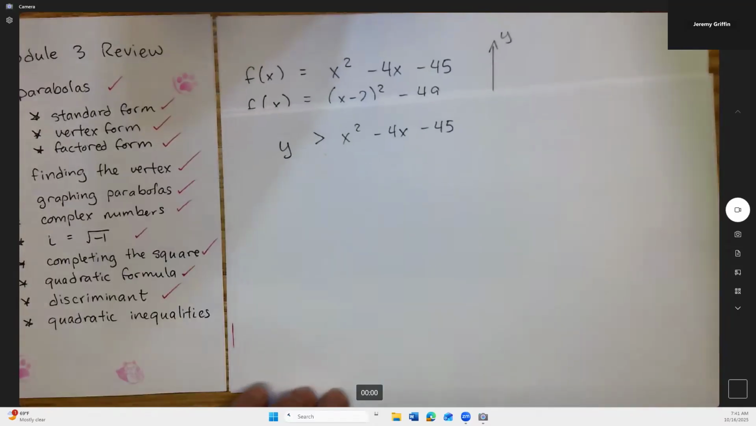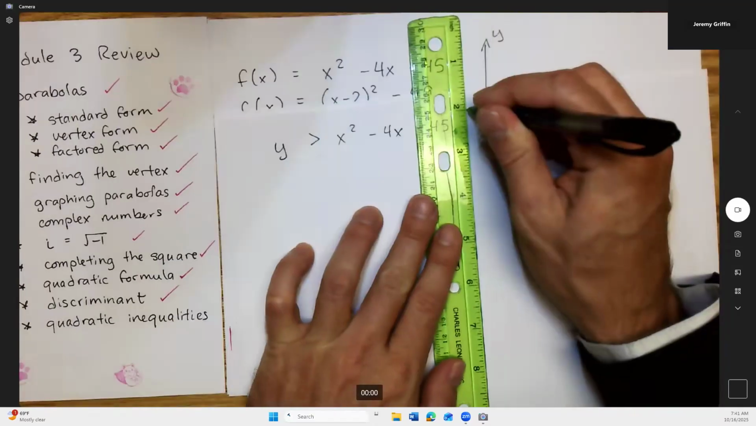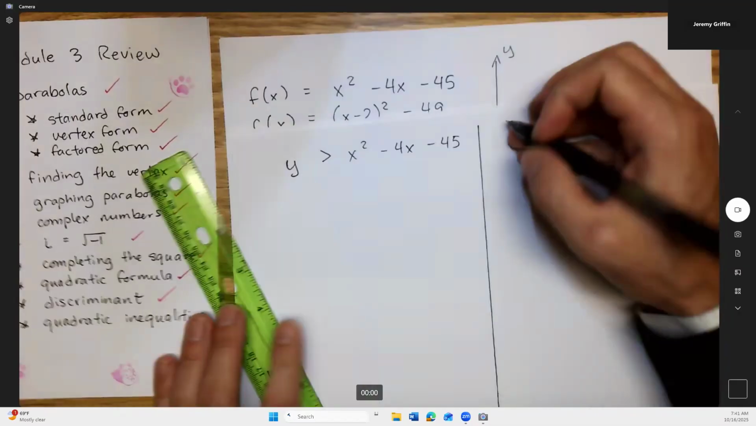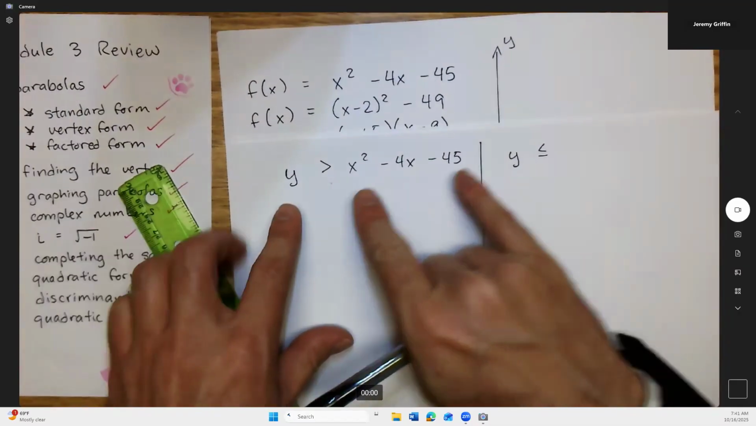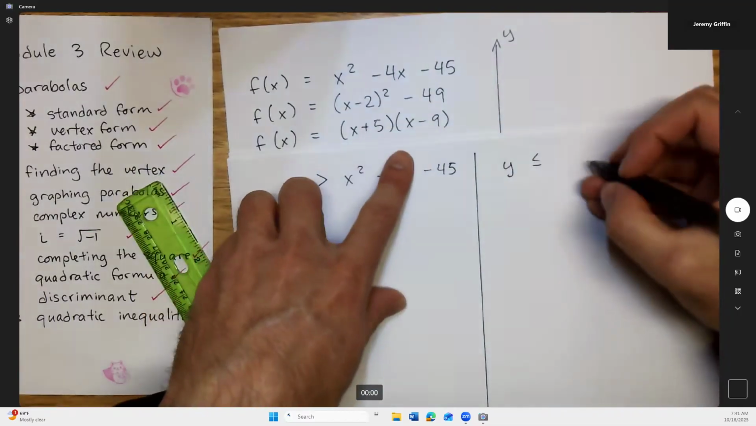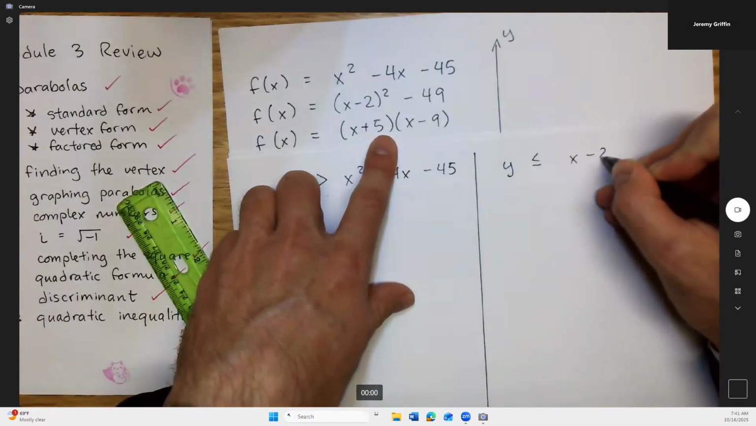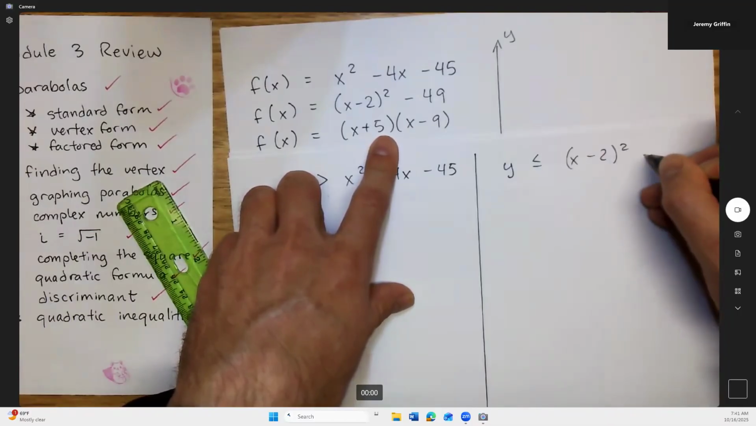So here, I'm going to split this paper and do a couple examples. Let's do one that's strictly greater than. Let's do another one that's less than or equal to. And let's use the same formula. Here, I'll write it a little differently. Let's do vertex form for this one: x minus 2 squared minus 49.